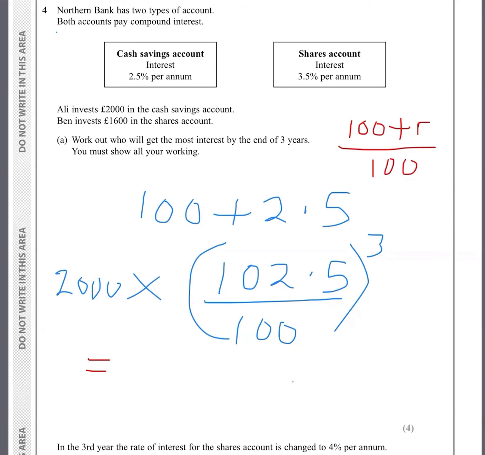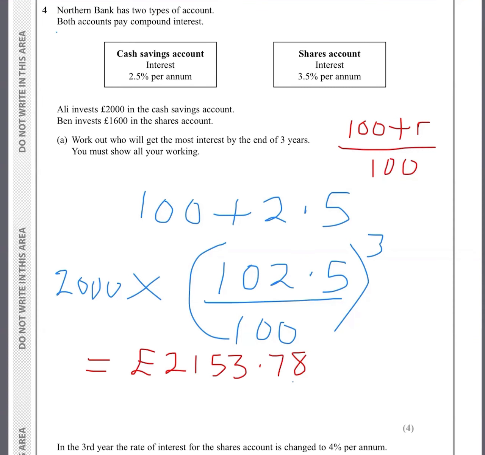So what's your answer? I got 2,153.78. £2,153, 0.78. So we have 78p on that. So that is for the savings account.